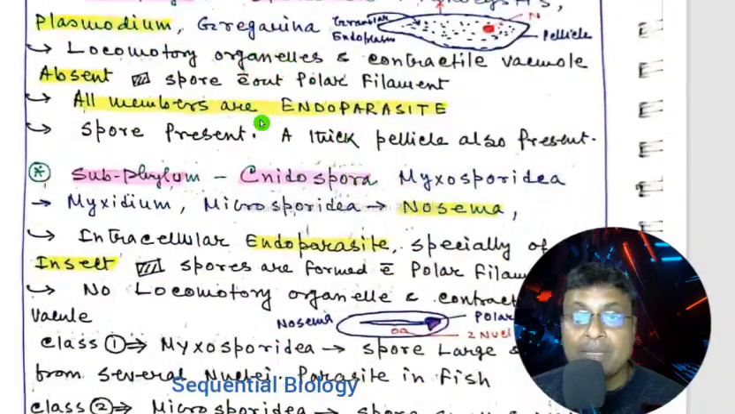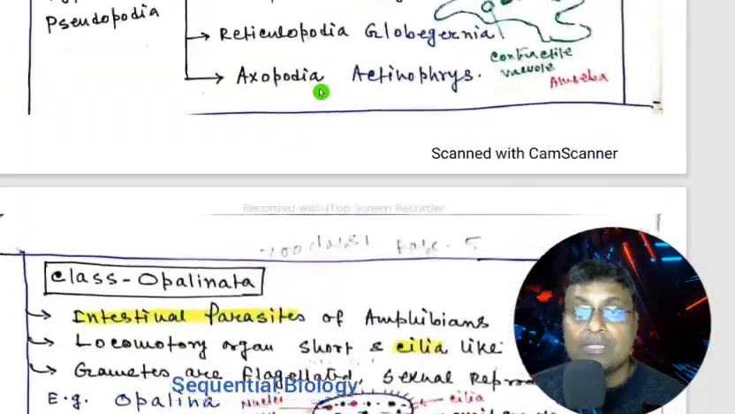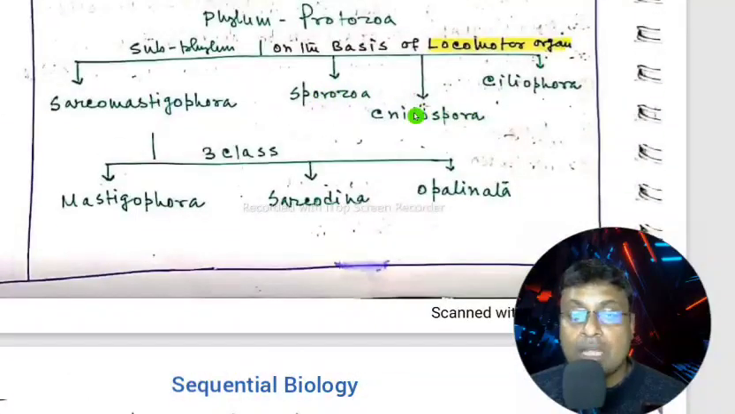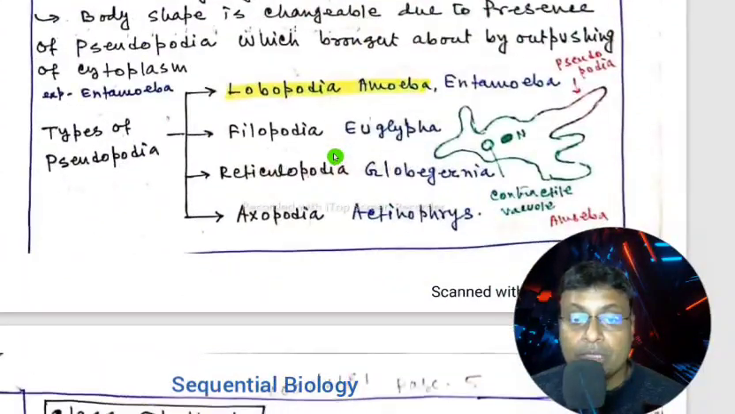The next subphylum is subphylum Sporozoa. We have seen that this phylum Protozoa has four subphyla. The first is Sarcomastigophora, and the next subphylum is Sporozoa.